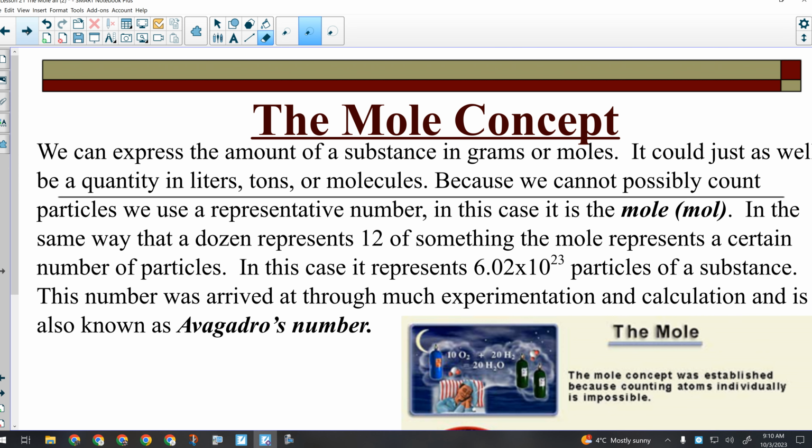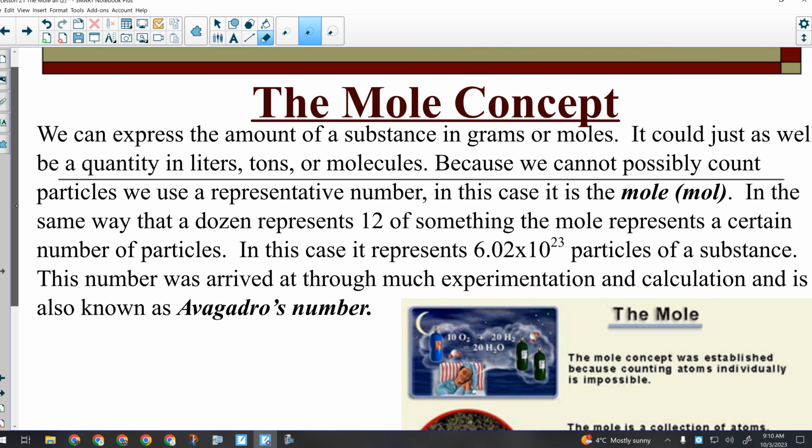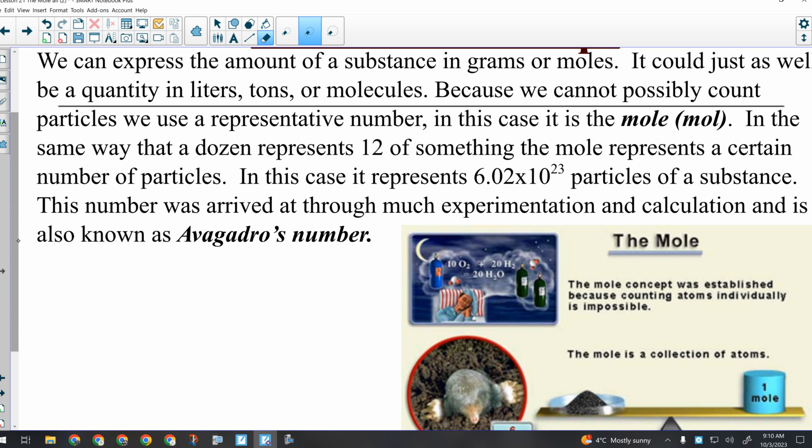All right, so that number we just talked about, the 6.02 times 10 to the 23, that is Avogadro's number. So when you hear me say Avogadro's number, that is that mole number. Avogadro is the guy who came up with the idea.